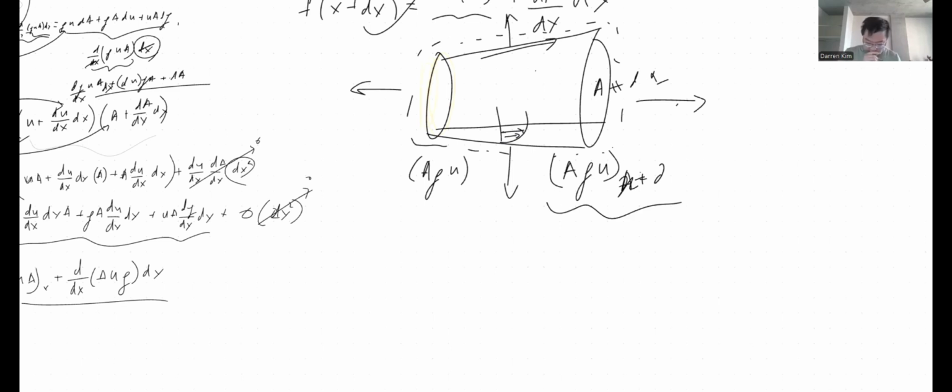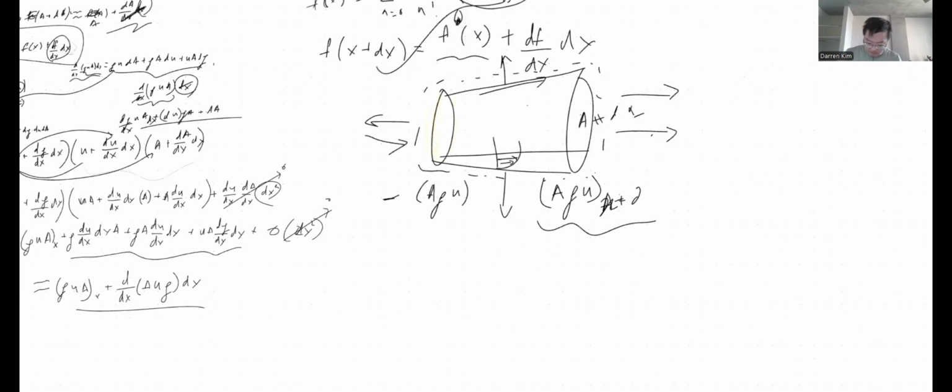Anyways, so we know this, so we could actually just ignore the middle part. The velocity is going inwards over here, so this is negative. And this is going outwards like this, continuous, so this is positive. So what that indicates is rho u at x plus dx minus rho u at x, times A.